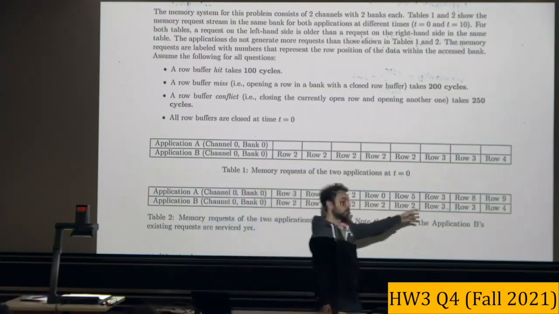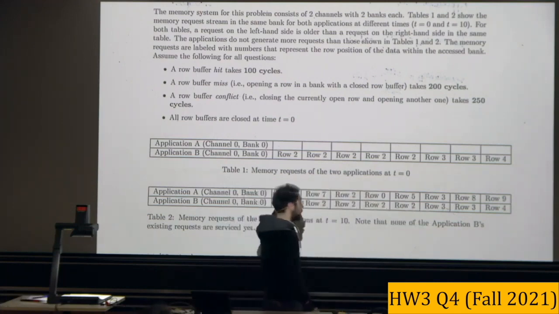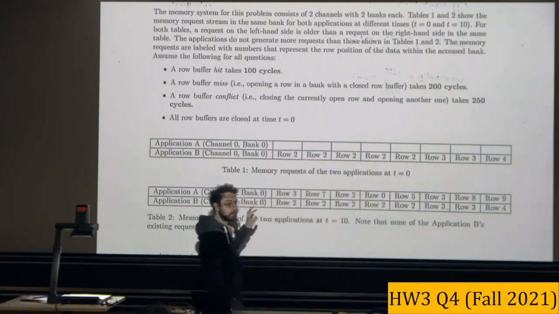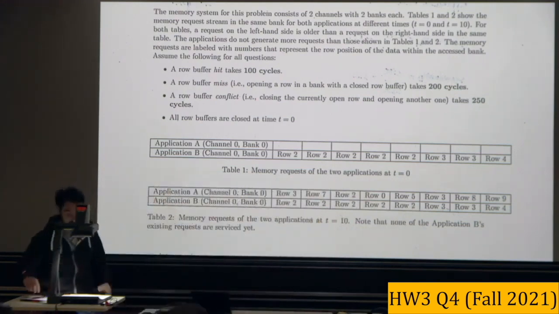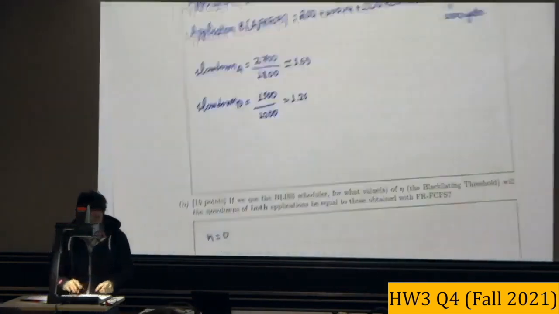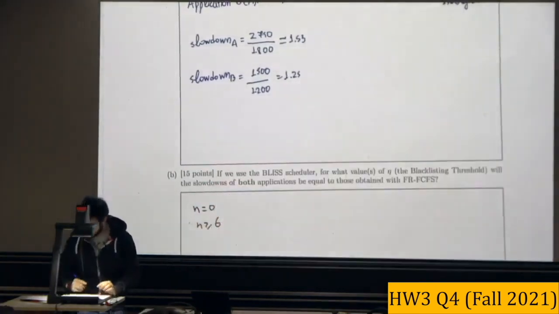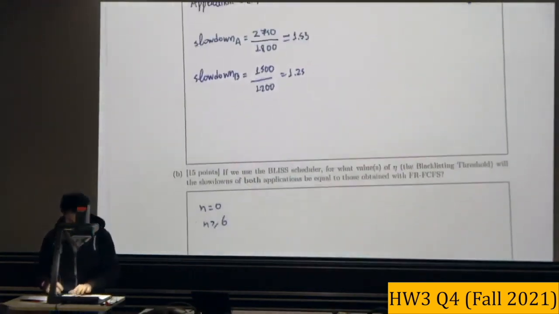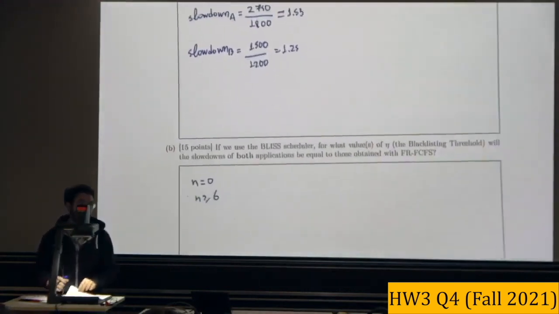So then we will open row 3. We will execute something from row 3. And then nothing will be blacklisted. In this case, none of the applications will be blacklisted if we have n greater or equal than 6. If we have n less than 6, then B will be blacklisted and we will not have the same slowdown. So in this case, we have two options. It's n equals 0 or n greater than or equal to 6. Is that clear to everyone?